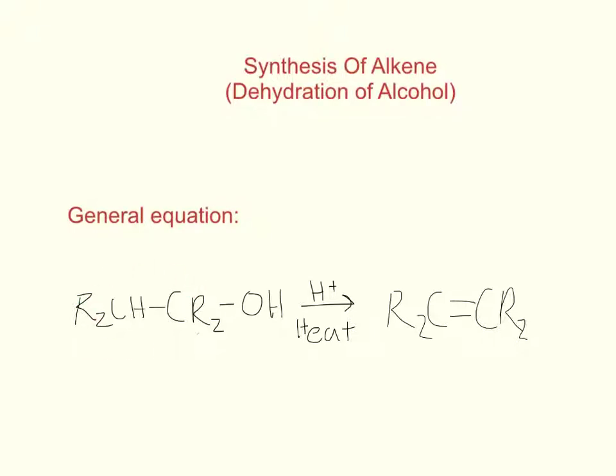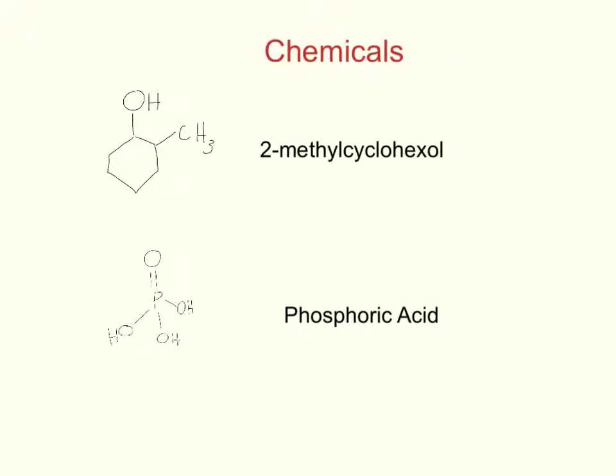We have our substrate with alcohol. We applied heat in an acidic environment. The alcohol is lost along with a hydrogen, and a double bond is formed between two carbons. The two chemicals that were used were 2-methylcyclohexanol, which served as a substrate, and phosphoric acid, which provided the acidic environment.